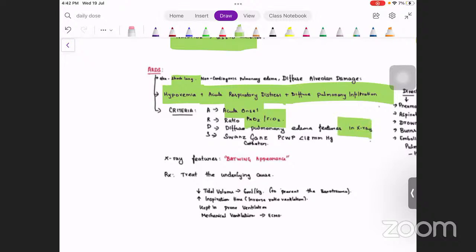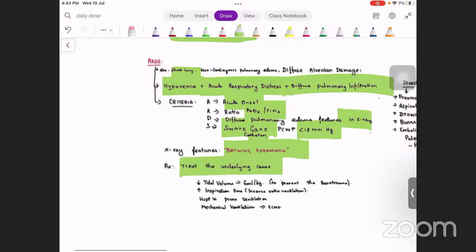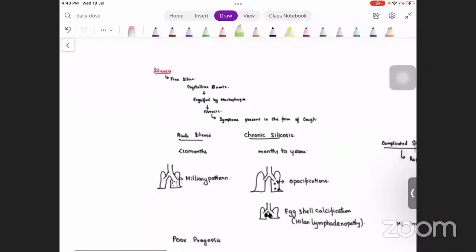Apart from that, you may see the Swan-Ganz catheter. On the Swan-Ganz catheter, the PCWP, pulmonary capillary wedge pressure, should be less than 18. X-ray shows bat wing appearance, one of the classical MCQs, people. Treatment: treat the underlying cause first. Okay.